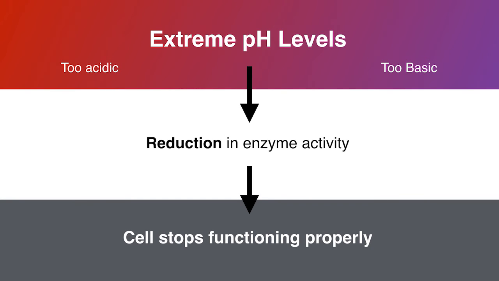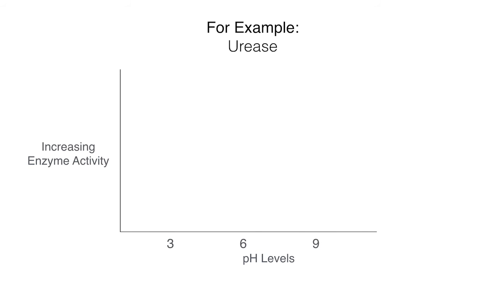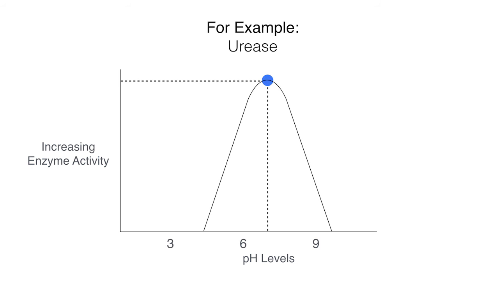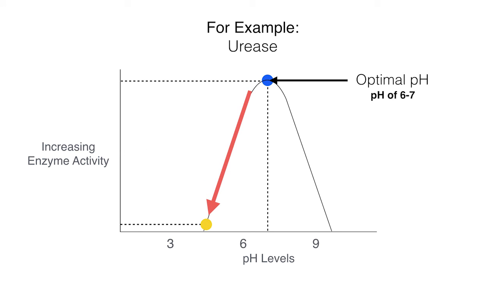Let's have a look at an example. Urease is an enzyme used to speed up the chemical reaction that breaks down urea to form carbon dioxide and ammonia. That previous part is just for the curious and completely unimportant to what we're doing, but this next part is. As you can see here, urease works best at an optimal pH level of 6 to 7. As the pH increases or decreases from this optimum, there is lower enzyme activity. At the extreme end, the enzyme has become denatured and there is low enzyme activity as a result of this.